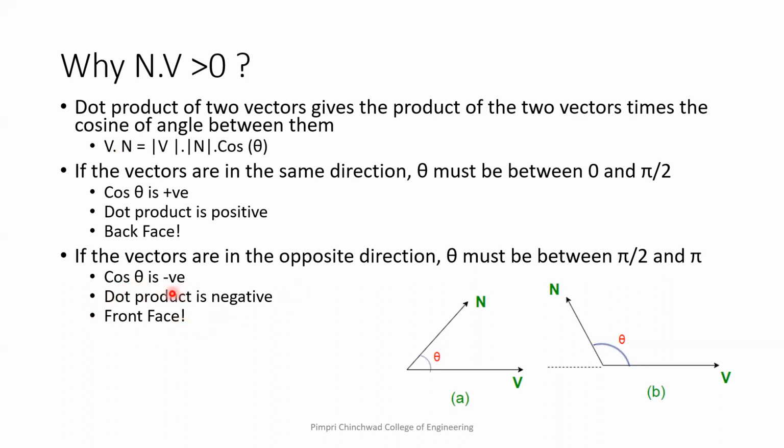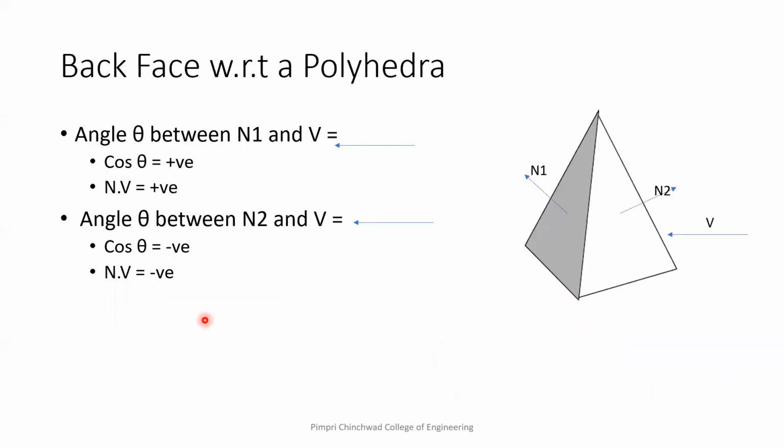So if n dot v is less than 0, we'll be saying that it is a front face. Okay. Let us consider this particular polyhedron. This is my viewing direction or viewing vector v. This is one surface and this is another surface. The normal of this surface is n2 and it is directed at this angle. And this is one back face. Its normal is n1 and it is facing this direction.